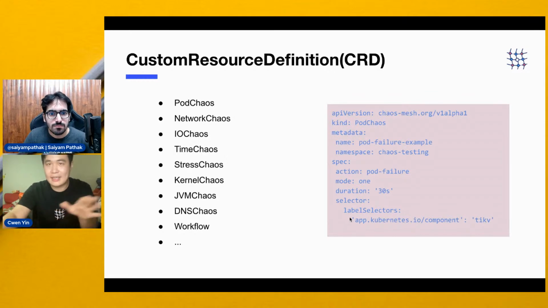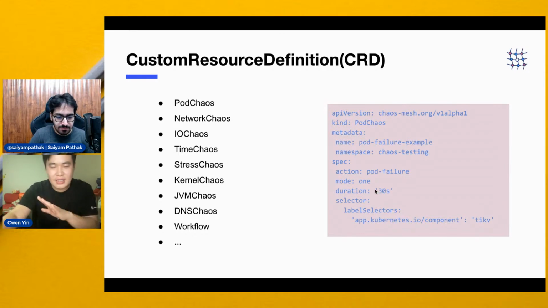This selector will select all takeaway pods with this label, and the mode one represents that the chaos experiment will select one pod randomly from all pods that meet the defined selectors. And the duration represents that the fault injection will last 30 seconds. And here the kind defines the type, and here the action defines the fault action, which is pod failure. Yeah. And this is a basic chaos object.